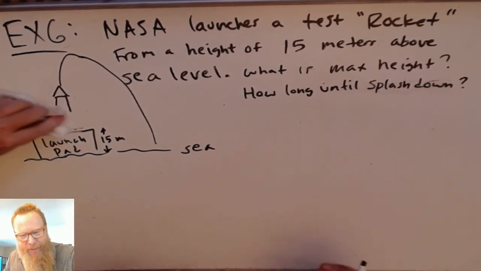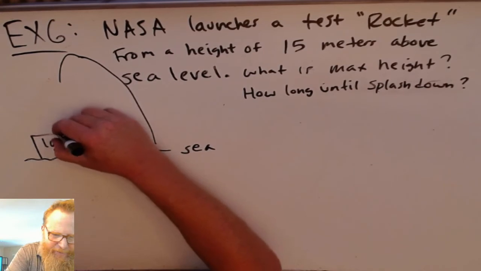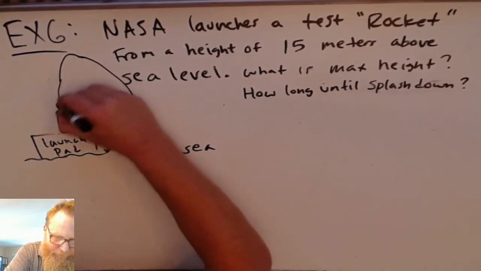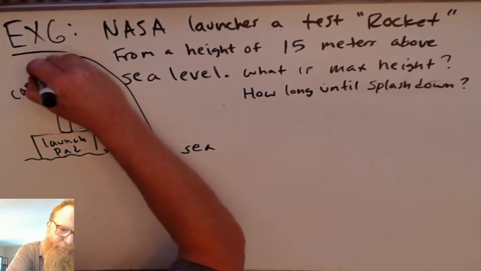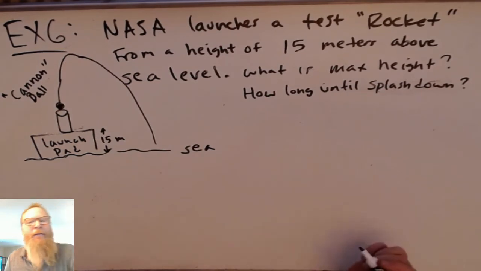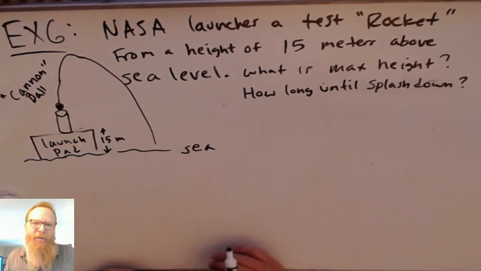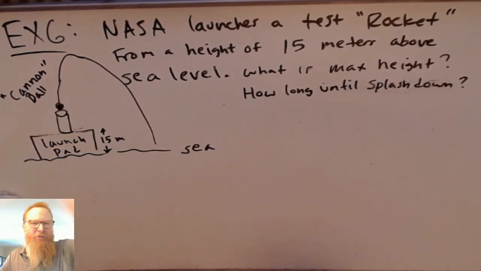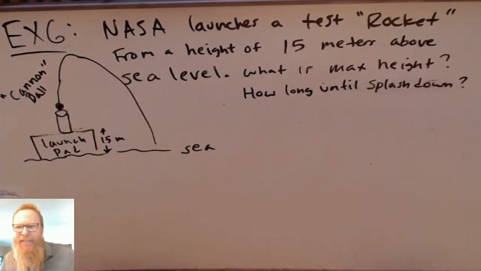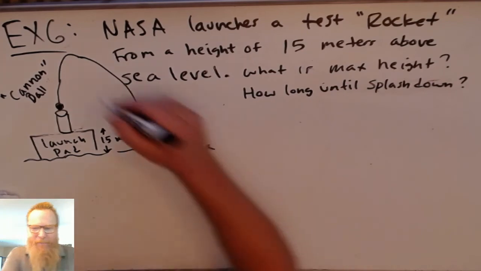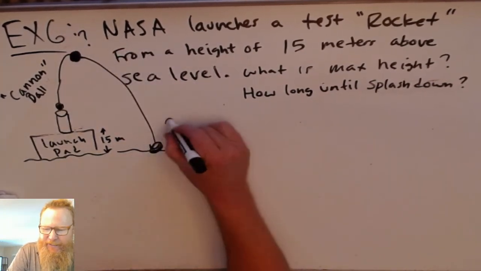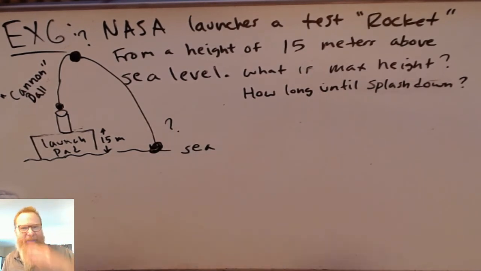So a more realistic thing would be like this. It's like a cannonball. That's the kind of rocket we're talking about. It doesn't have an engine. Just pow. So these are the classic questions that I typically ask. Where's the maximum height? Because I want you to know how to find the vertex, and when is it going to hit the water or the ground or whatever it happens to be.